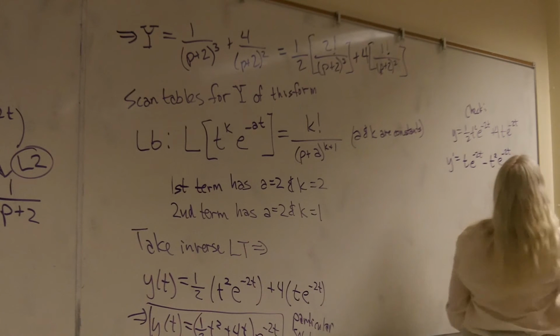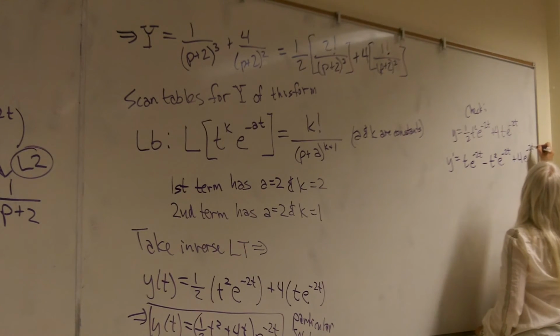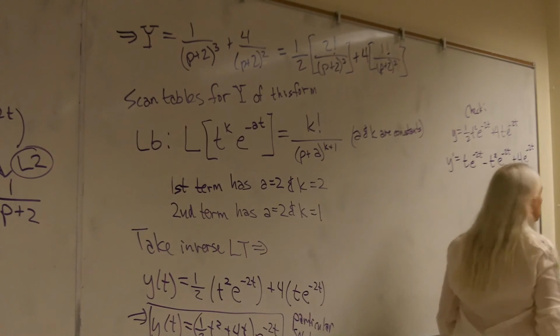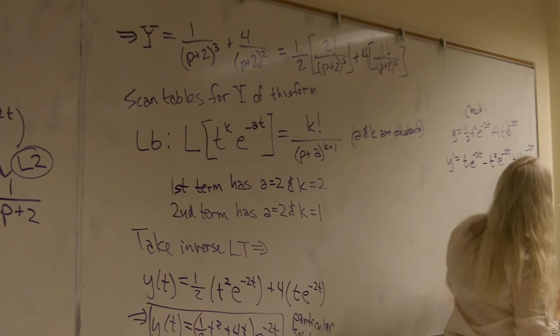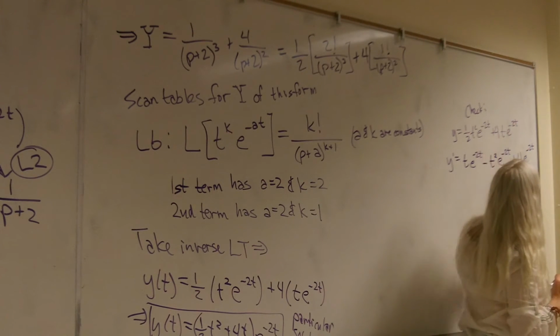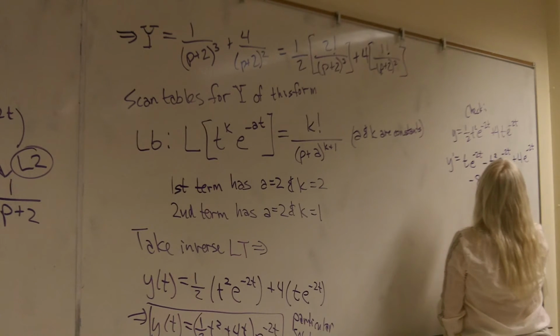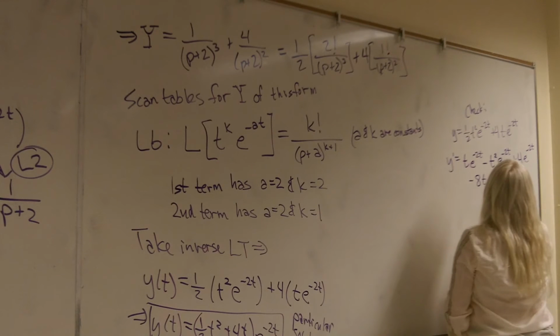Similarly, from this term, we have a 4 e to the minus 2t. That's where I differentiate the t, and the exponential comes along for the ride. And then I've also got a term where I differentiate the exponential, gives me the same exponential back, again brings a factor of minus 2 out in front, that combines with the 4 to give me a minus 8t e to the minus 2t.